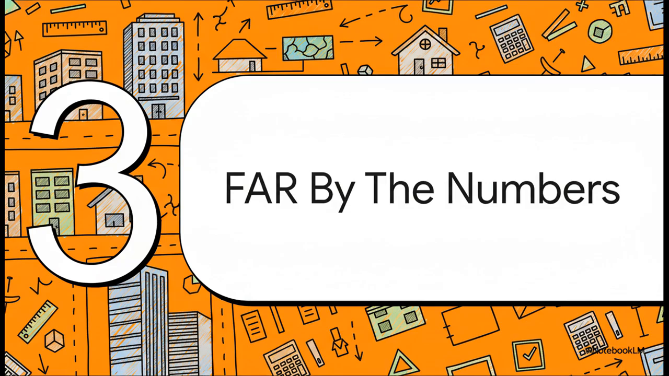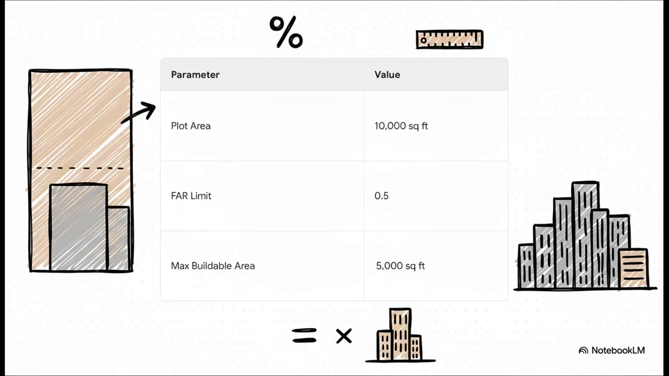Okay, theory is one thing, but the best way to really get a handle on FAR is to see it in action. So let's run the numbers on a couple of real-world scenarios. All right, scenario 1. Let's say you have a 10,000 square foot plot, and the city says the FAR limit is 0.5, or you can think of it as 50%. The math is super easy. 10,000 square feet times 0.5 gives you a maximum buildable area of 5,000 square feet.